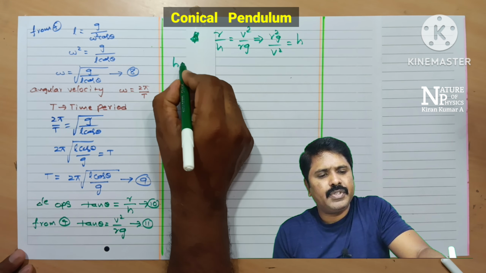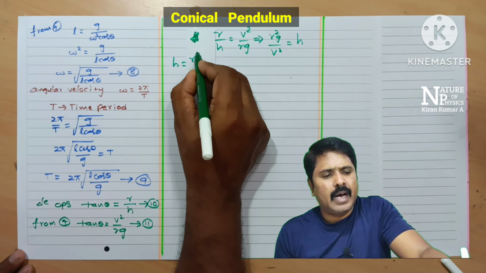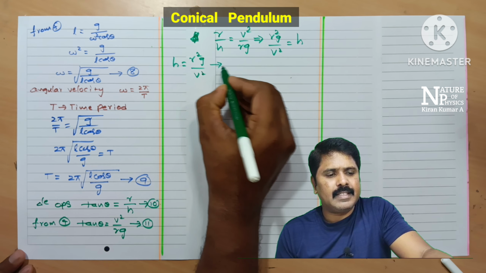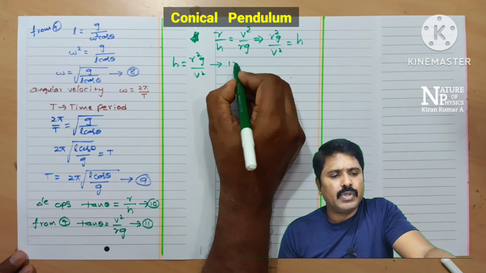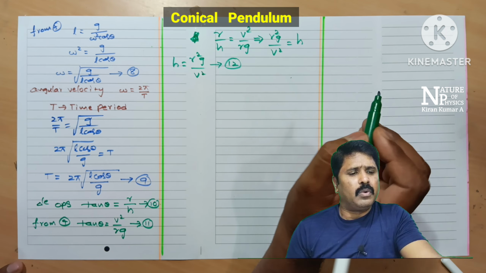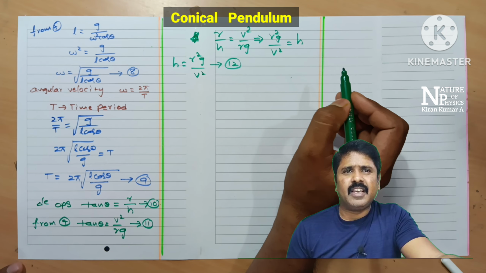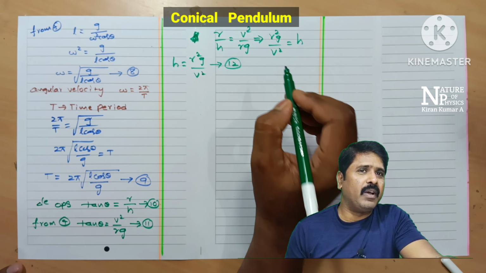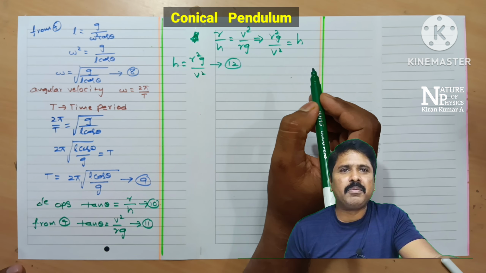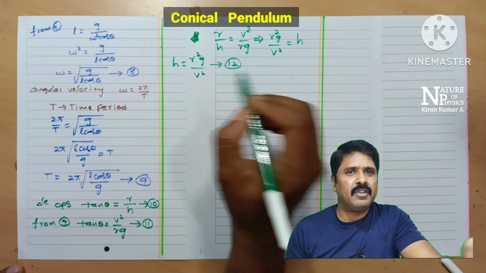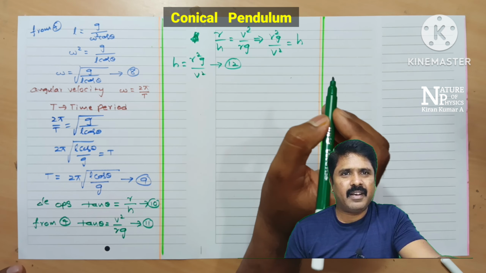So I got h, which is equal to r square g divided by v square. This is equation number 12, student. See there, now we got totally 10 to 12 equations about the conical pendulum. Based on these formulas, we can solve any kind of related problems to the conical pendulum, circular motion. 100% useful concept. Am I right or?